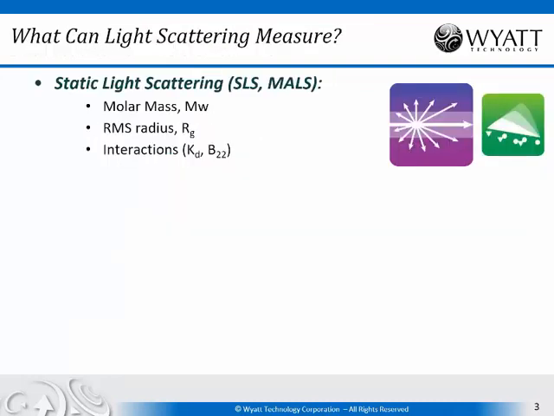And so there are 3 essential flavors of light scattering: static light scattering, or multi-angle light scattering, which measures from first principles the molar mass of the molecules. You can also measure the size of macromolecules and nanoparticles, a measure of size known as the root mean square radius, or RG. It can also measure from first principles the interactions between molecules to get, say, the equilibrium dissociation constant, KD, or a thermodynamic interaction measure known as B22, the second virial coefficient.